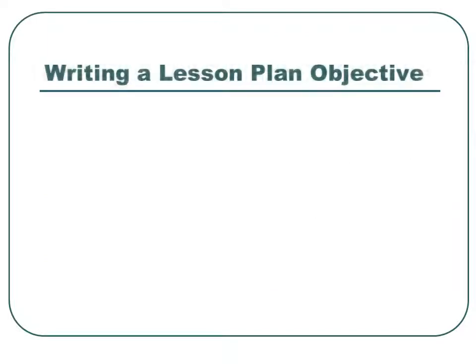Let's take a look at some correctly written lesson plan objectives. I have written the objectives in 3 different colors so that you can see the 3 different components of a lesson plan objective. The condition always is the first part of the sentence and it will be written in orange. The performance is the center part of the sentence and it's written in this purple color, and the standard is always at the end of the sentence and it's written in blue.